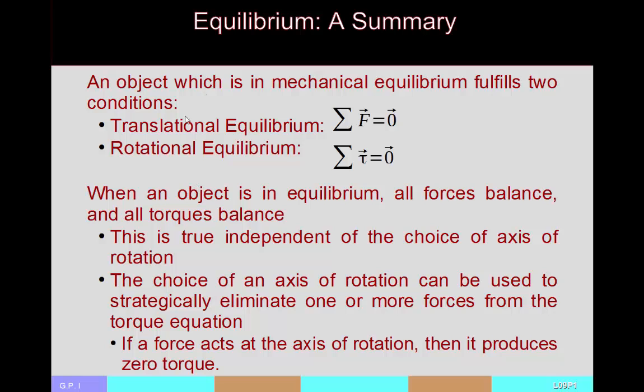A totally stationary object is therefore both in rotational and translational equilibrium, and for such an object, all the forces and all the torques must balance. All the forces balance each other, all the torques balance each other. And this is true independent of what axis you choose as your axis of rotation. Therefore, you might as well choose an axis of rotation which can be used to eliminate one or more of the forces from the torque equation if you have multiple unknowns. This is because if a force acts at the rotational axis, then it's going to produce a torque of 0. For that choice of axis, r equals 0, and the torque is r times F times sine of theta.